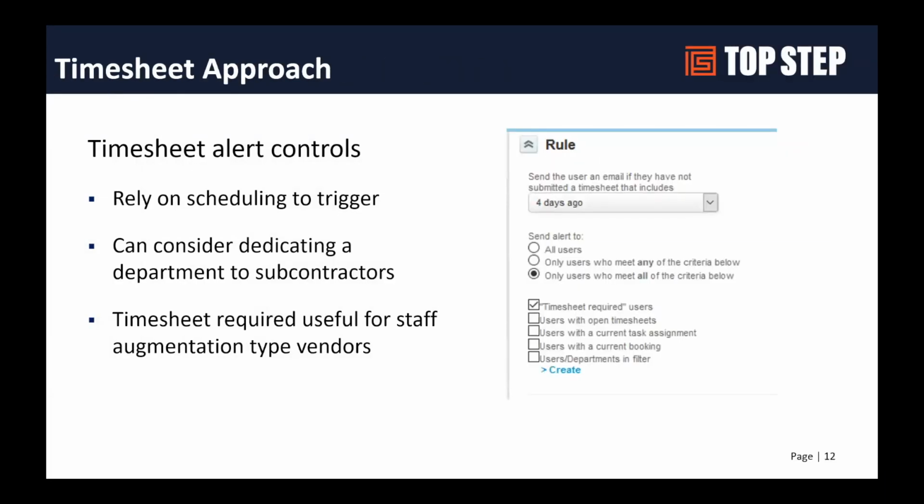If you're looking at timesheet alerts, decide which vendors, if any of the vendors, you want to receive these alerts. If you want to exclude them, there are only a few options for excluding. One of the ways we've seen that can be helpful is if you dedicate a department to subcontractors. That allows you to exclude that subcontractor department from the timesheet alerts so they don't get alerts. So this can be useful for reporting on subcontractors, but also removing them from any automatic timesheet alerts.